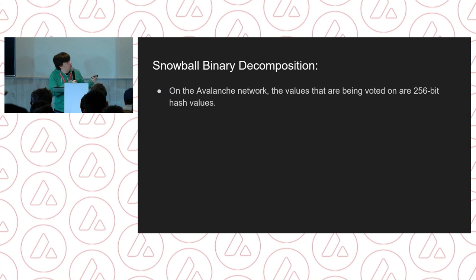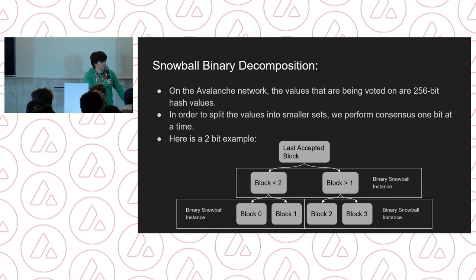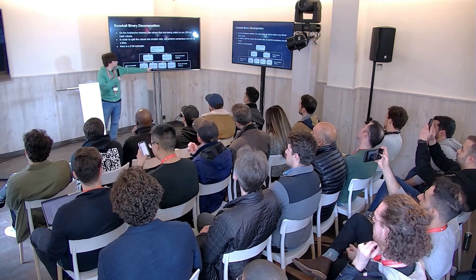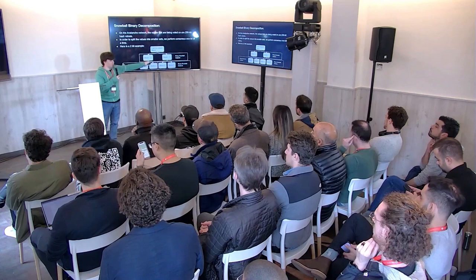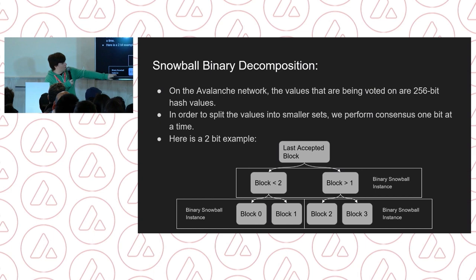On the Avalanche network, the values that we're voting on are actually hashes, 256-bit hashes, so we can partition the space bit by bit. Here's a very simple 2-bit example. In this case, we have four potential blocks, block 0, 1, 2, and 3. The first bit is going to determine whether or not it's a smaller valued block. The first bit can either be smaller valued or larger valued if it's a 0 or a 1, right? So we can perform this multicolor step by just running three concurrent binary Snowball instances.